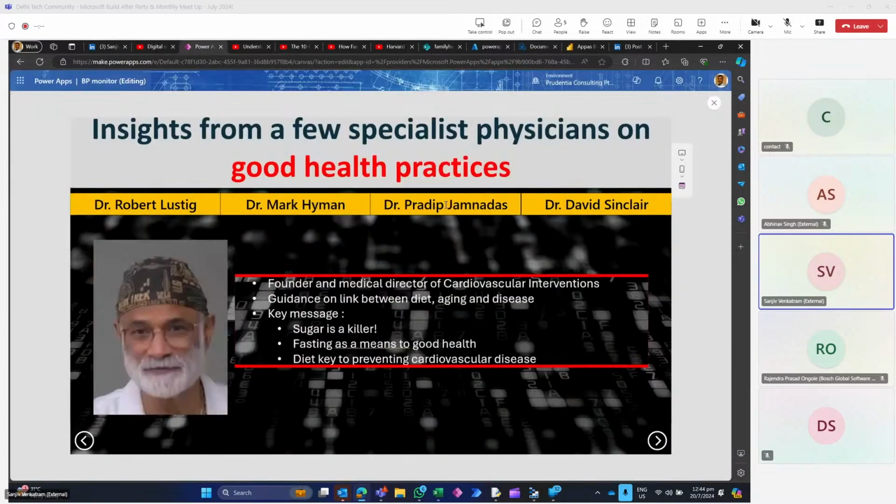Then, if I go next, I go to Dr. Jamna Das. He's an Indian American of South African descent, right? So his ancestors were actually from India, and he's in Florida. He's a cardiovascular surgeon. And he talks about the link between diet, aging, and disease. Right now, if we exclude disease, because many of you are probably in your 30s and 40s, and not necessarily 50 plus or 60 plus, where you have to start thinking in terms of disease. He talks about, again, like Dr. Mark Hyman, de-aging, right? And again, sugar is a killer.